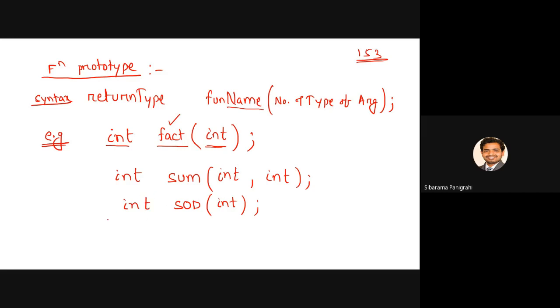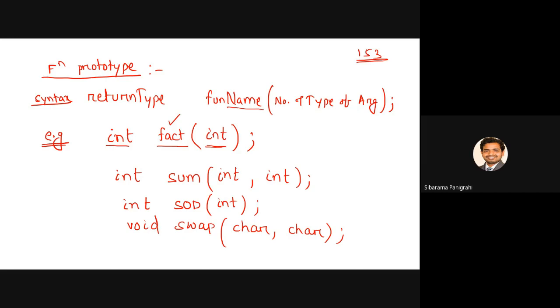Is that clear? Suppose you want to swap two values. So the function name is swap. Suppose you want to swap two characters. So there are two arguments. First one is character, second one is character. So the return type, if you do not want to return any value, is void.